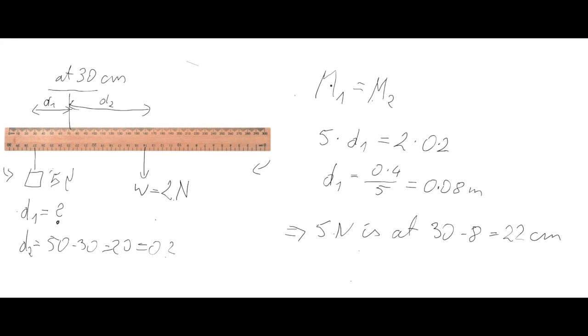So now in equilibrium, counterclockwise and clockwise moments are equal. For the counterclockwise moment, we have 5 newtons times distance d1, the distance which we're looking for, and that's equal to 2 newtons, the weight, times distance 0.2. We can find d1 from that equation. d1 will be equal to 0.4 divided by 5, and that's equal to 0.08 meters. And if we want to express where the weight will be hanging on the ruler, we can say that 5 newtons will be hanging at 30, the suspension point, minus the distance. So it will be hanging at the 22 centimeter mark.